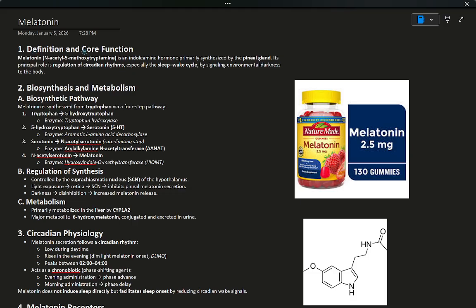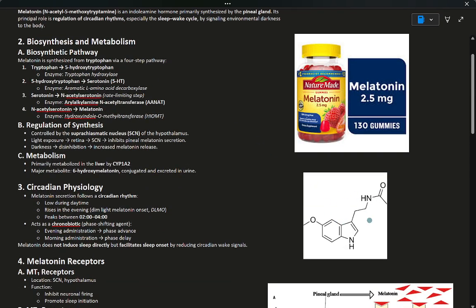So let's get started. Melatonin is an endocrine hormone that is primarily synthesized by the pineal gland, and its principal role is to regulate the circadian rhythm, especially the sleep-wake cycle. It does so by signaling environmental darkness to the body. The chemical name of melatonin is N-acetyl-5-methoxytryptamine, and its chemical structure is shown over here.